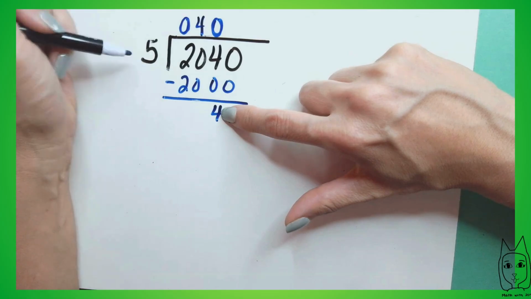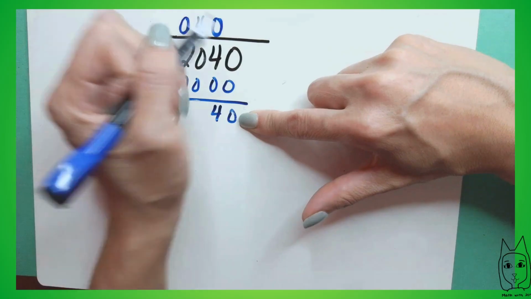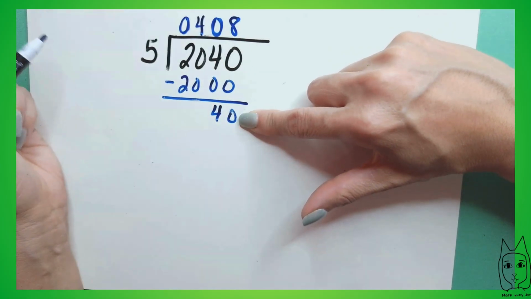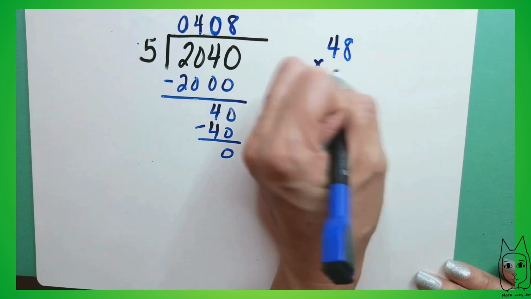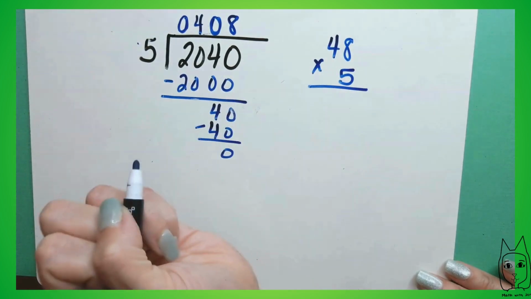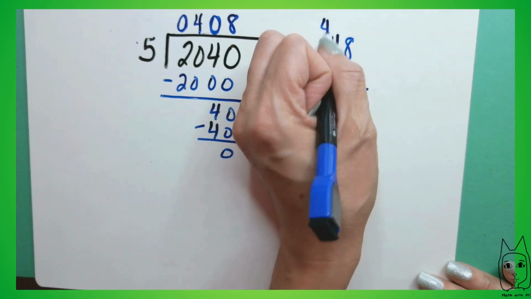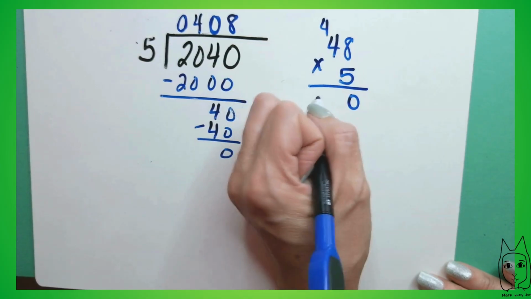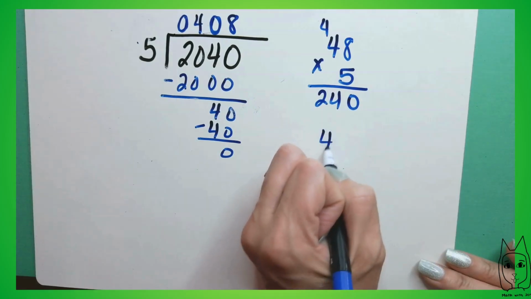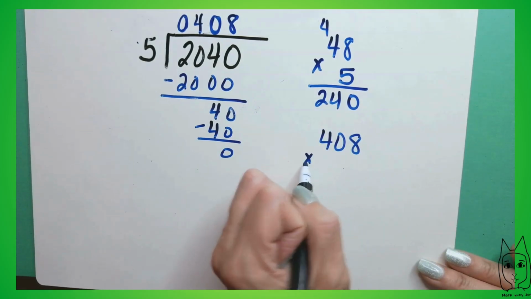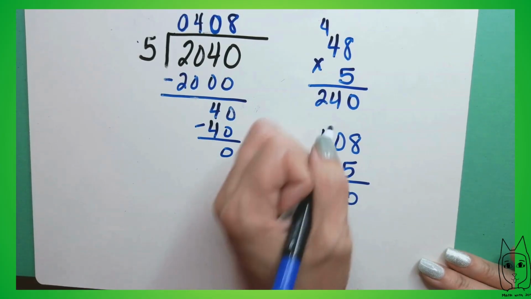5 can't go into 4, so I'm going to use that next digit of 40. I know 5 times 8 is 40. Let's say you ended up with the 48. And you're going to check yourself because you're still learning. So 5 times 8 is 40. 5 times 4 is 20 plus the 4 is 40. I can see that I made a mistake. You should end up with that value that you were dividing into.